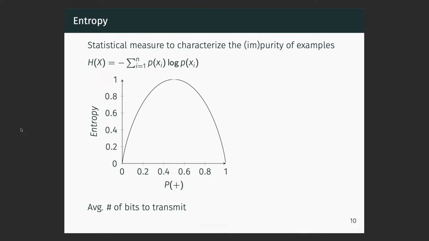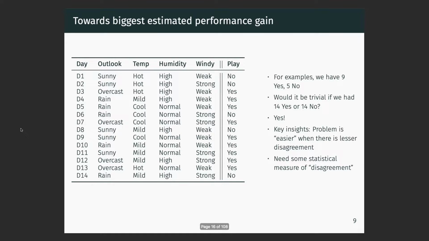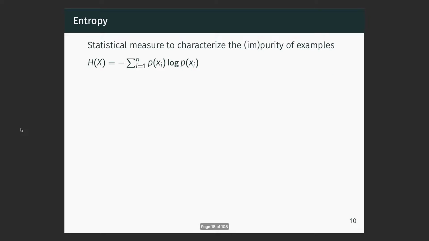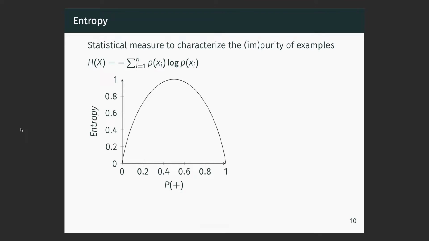So P of xi, if you go back to the previous example, xi would be no or yes. And in this particular example, it could be plus or minus.